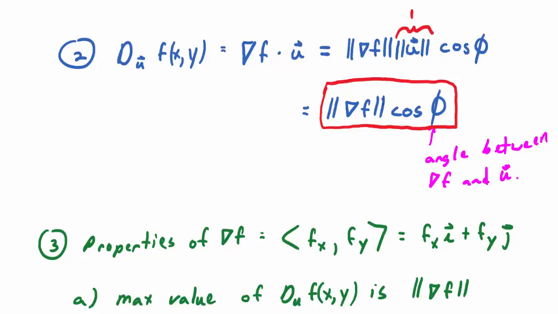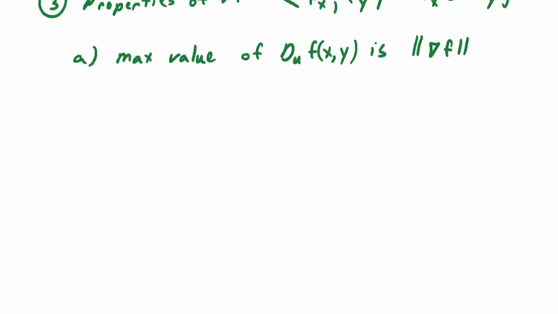The magnitude of del f times the cosine of phi is at its largest when the cosine of phi is equal to 1. And that means you just get the magnitude of del f. In other words, the largest the cosine of phi can get is 1. So the magnitude of del f times the cosine of phi can get is the magnitude of del f, right? So that's all we're saying in part A of note number 3.